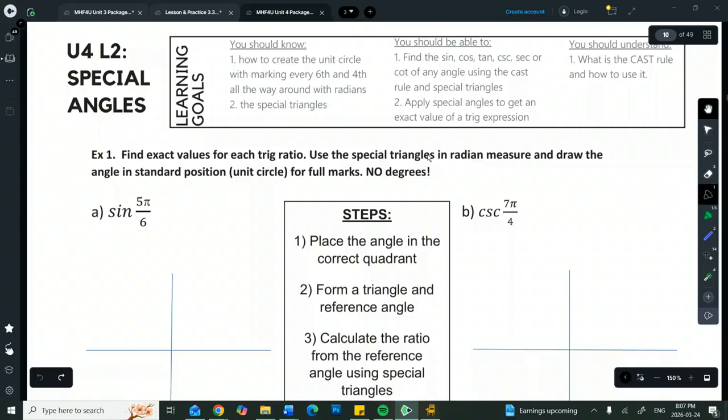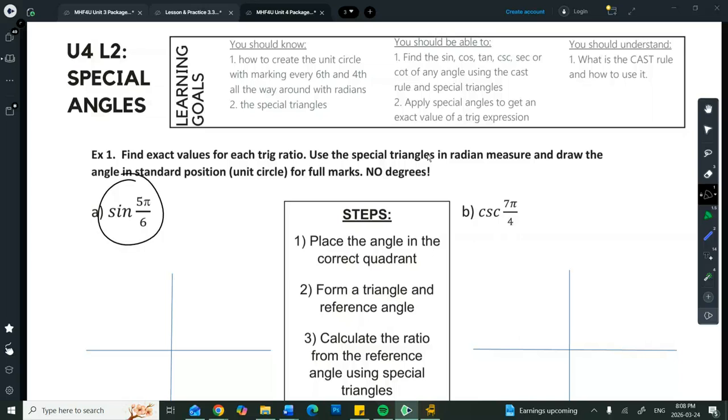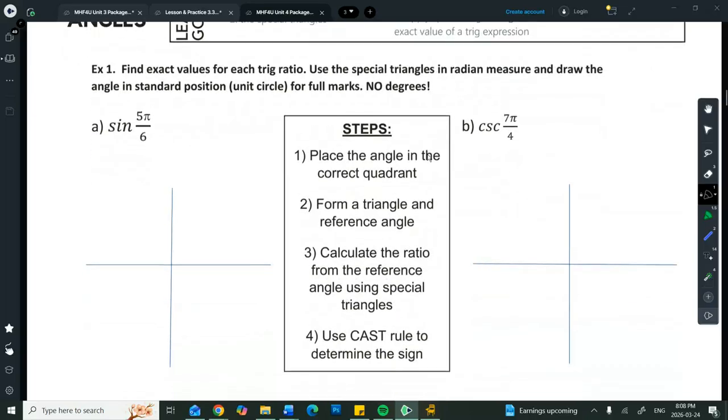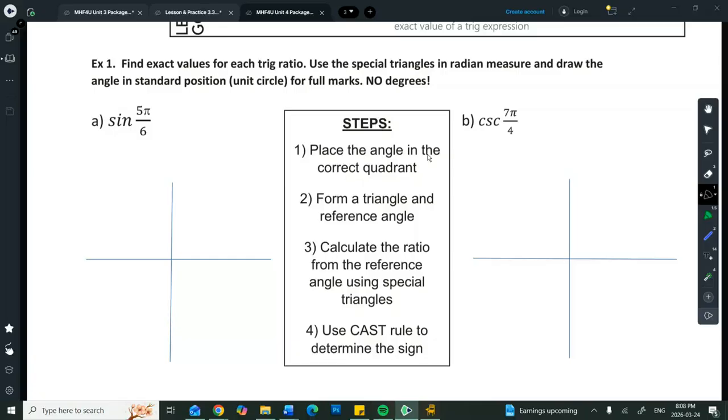Okay, so our task is going to be to find the exact values for each trig ratio. You should not have to use your calculator for this, though if you want to place your calculator in radian mode, you can use your calculator to check your answer at the end. What we're going to do is figure out the exact value of these trigonometric expressions using the unit circle and using the special triangles. And I've got some steps here for us to follow as well. So firstly, we're going to place the angle that we're working with. So for instance, in the first one, that would be 5 pi over 6 into the correct quadrant.